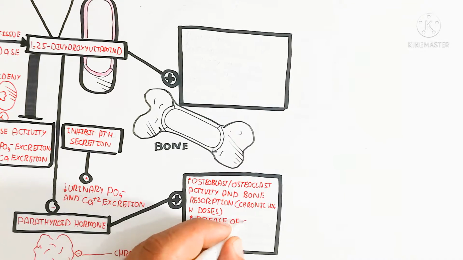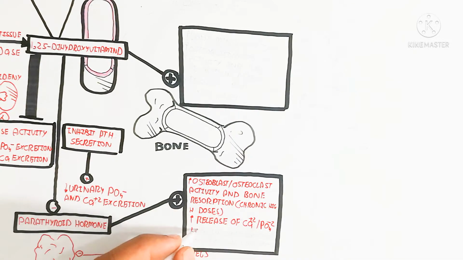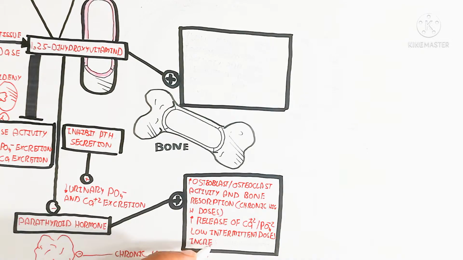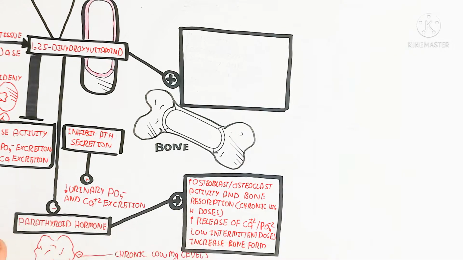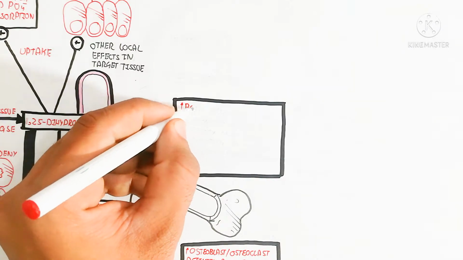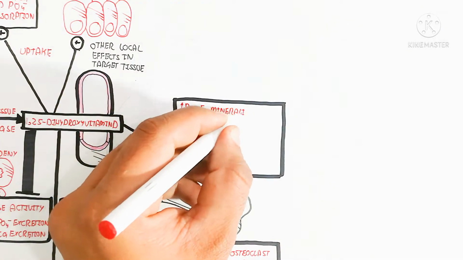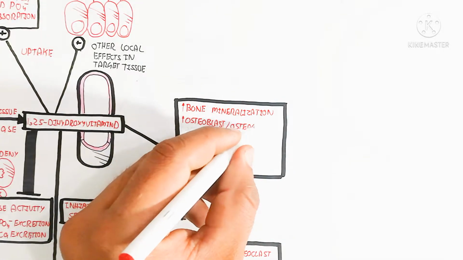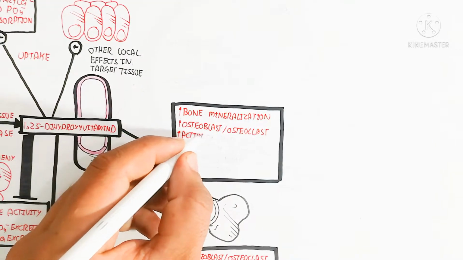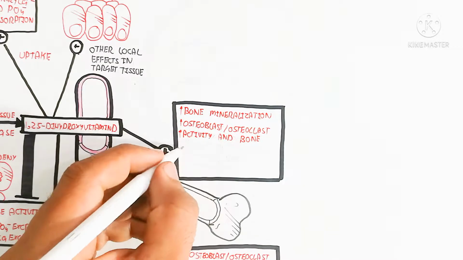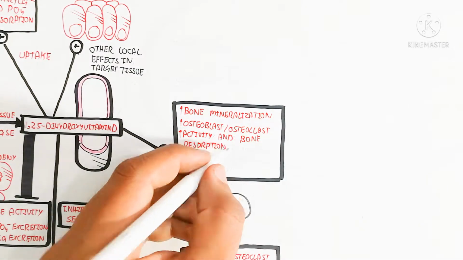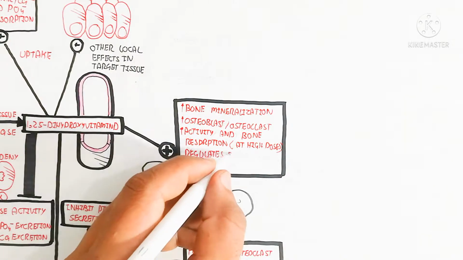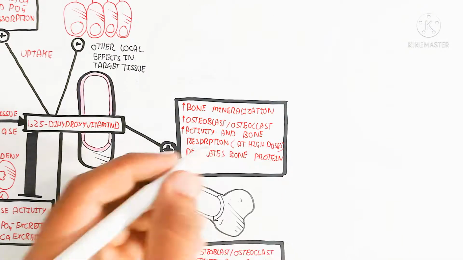Here, when parathyroid hormone is stimulated, it produces more osteoclast activity and bone resorption occurs. Chronic high doses of parathyroid hormone cause bone resorption and release of calcium and phosphate. Low intermittent doses increase bone formation, but increased parathyroid hormone secretion leads to deformation of the bone, for calcium and phosphate homeostasis in the blood.